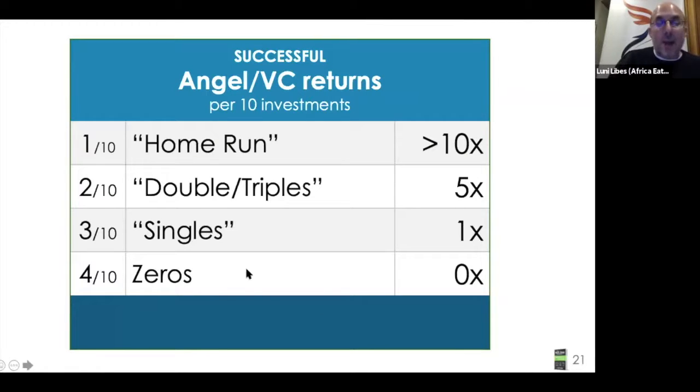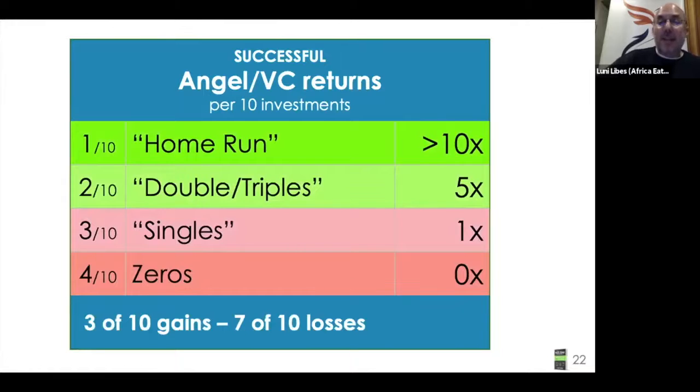And 4 out of 10 times you get nothing. You get nothing because the company crashed and burned. You get nothing because the company stopped growing. Nobody wants to acquire it and it becomes a zombie. It becomes a perfectly good company paying all its employees, but it's not growing, so it has no value, and so it's a terrible investment. Lots of reasons why there's zeros. More often than not, it's just because the company failed.